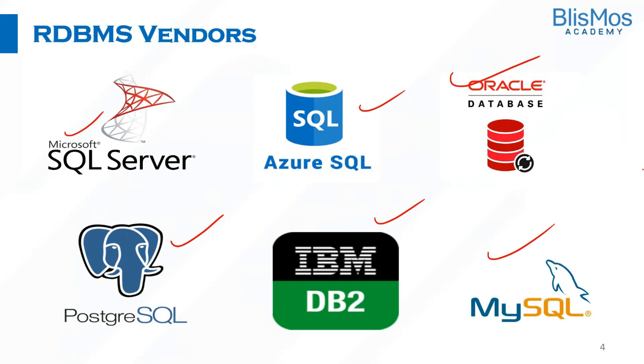Are all of them the same or all of them different? All of them are similar because all these systems are based on the relational model. So all of them are similar, but they are provided by different vendors. So with that, there will be subtle variations in the way we store the data and the way we query the data.